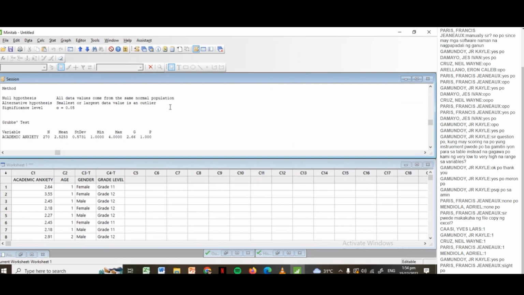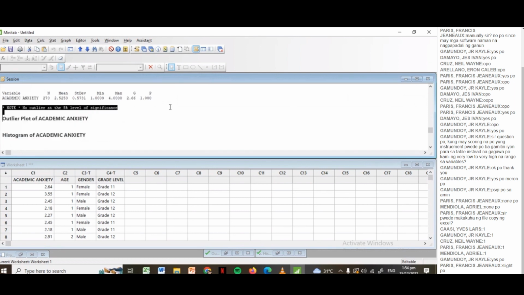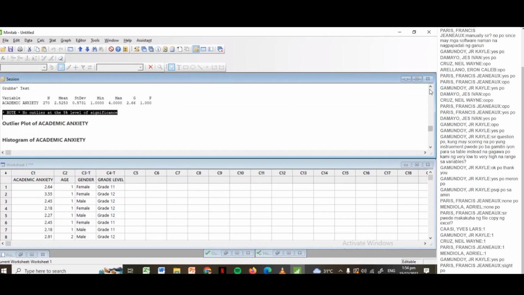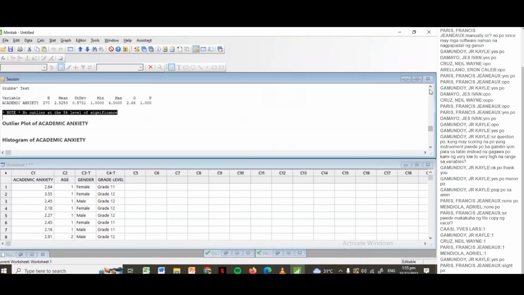1.000. Okay? So because our p-value is 1, then we will not reject our null hypothesis. Ibig sabihin, totoo, ang data natin comes from the same normal population. And as you can see here, there is a note. Can you type in the note here in the Grubbs outlier test? That is the actual result. Can you type it in?